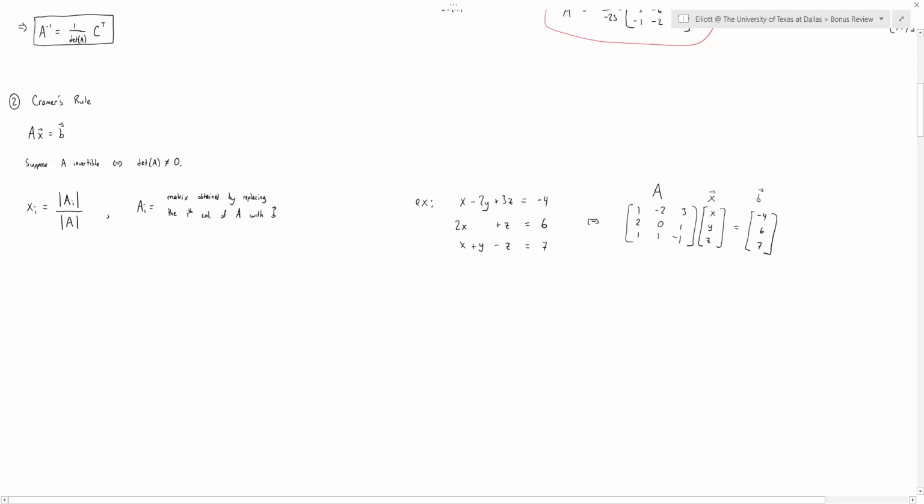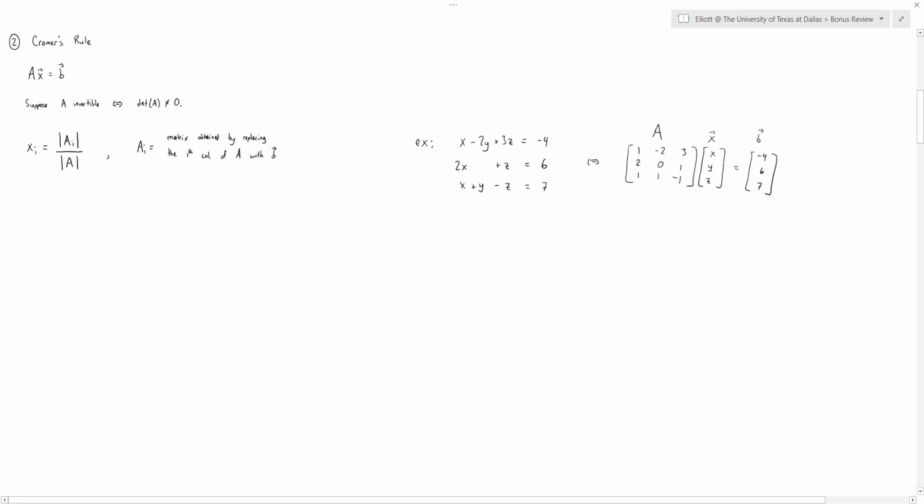If you wanted to solve for x, y, z, normally what you would do is set up the augmented matrix, do the elimination, and then some back substitution after that. As an alternative, you can also calculate x, y, z without doing any row operations at all, and instead use Cramer's rule. So here's how Cramer's rule would work in this example.